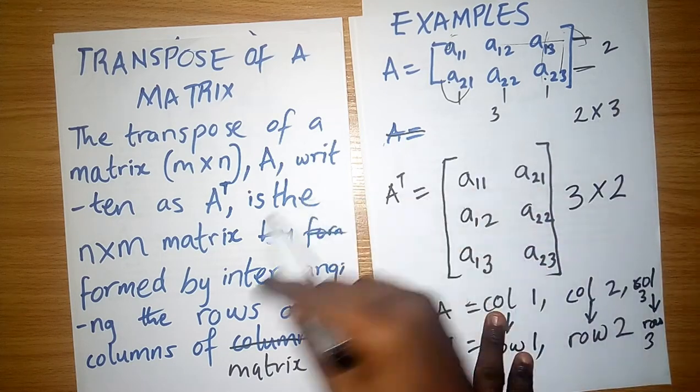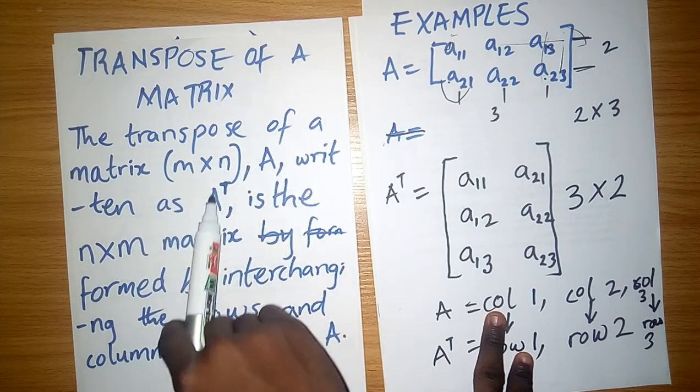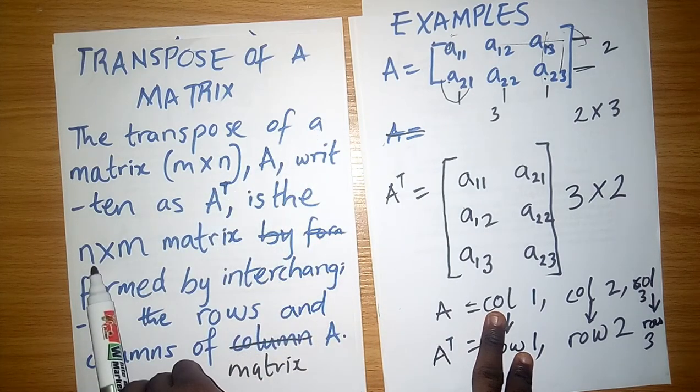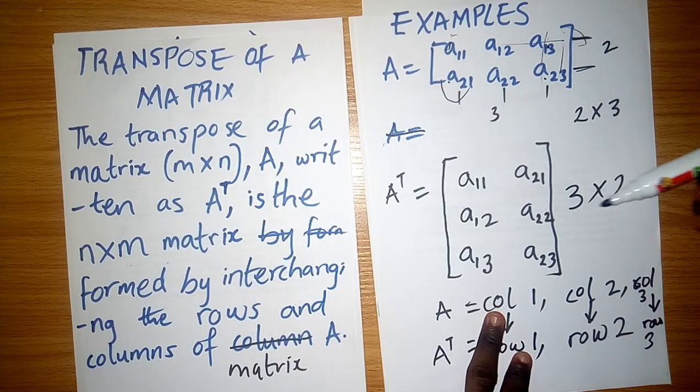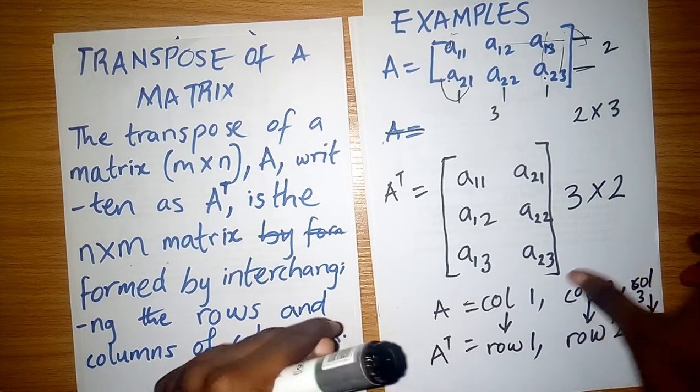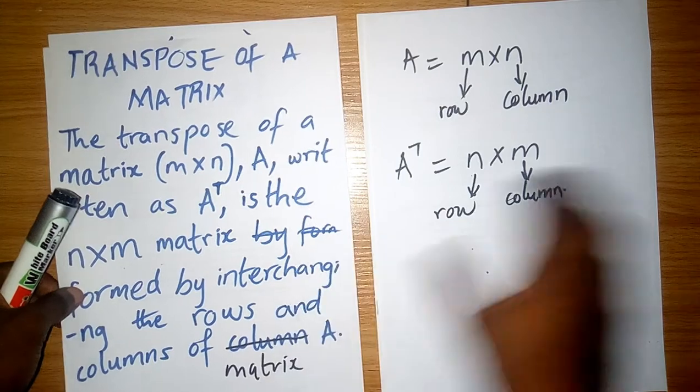If we check it, the transpose of an m by n matrix A, written as A to power t, is n by m. So 2 by 3 becomes 3 by 2. Now moving on to the next example.